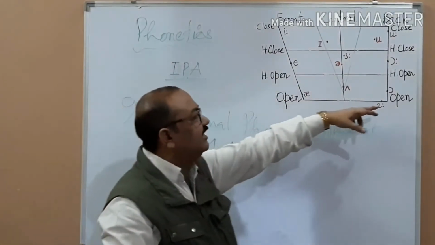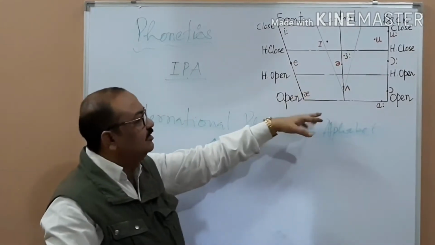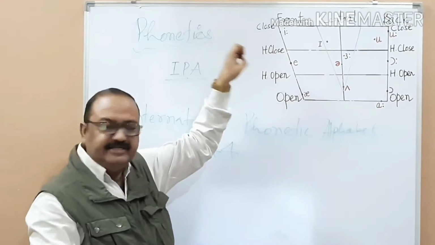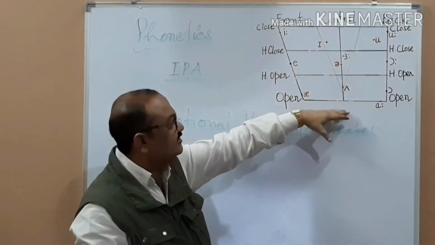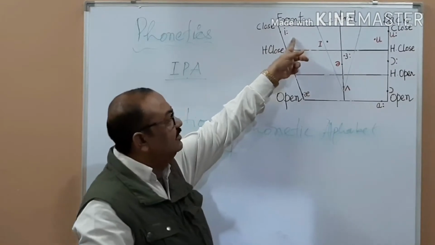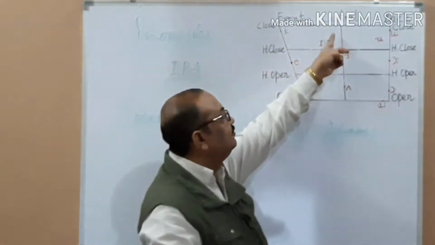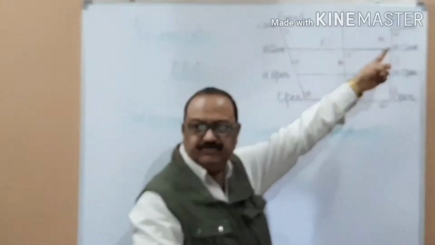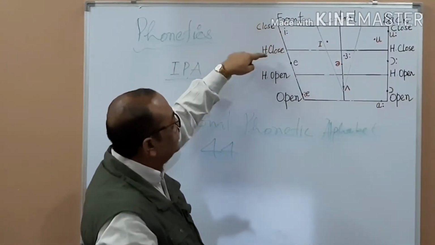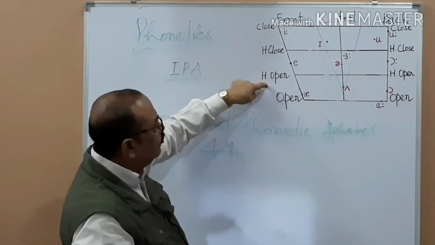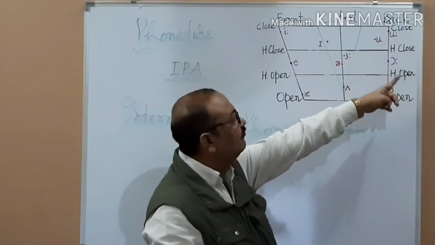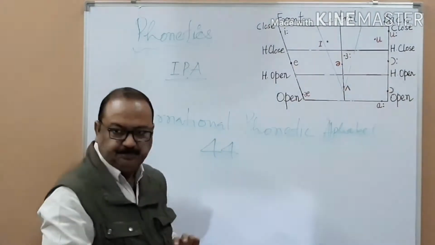Now here, I have made a diagram. This is a diagrammatic representation of the tongue. This is the front of the tongue. This is the central part of the tongue, and that is the back part of the tongue. This is close, and this is half close. This is half open, and this is open. And the same is there: open, half close, and close.